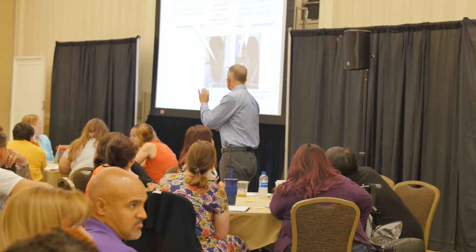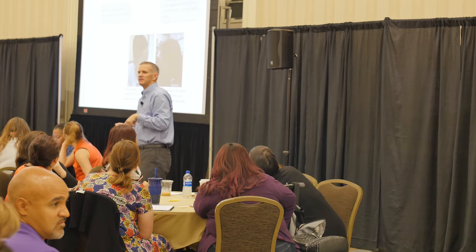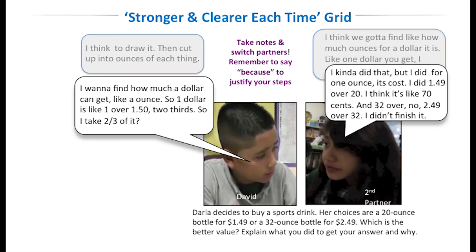So they take a couple, they might take notes on their paper, on their problem. Be watching, because you guys are going to do this. Not this problem, by the way. I want to find out how much a dollar can get, like an ounce. So $1 is like 1 over 150, 2/3. So take 2/3 of it. So notice how his thinking kind of got going after the first partnership.